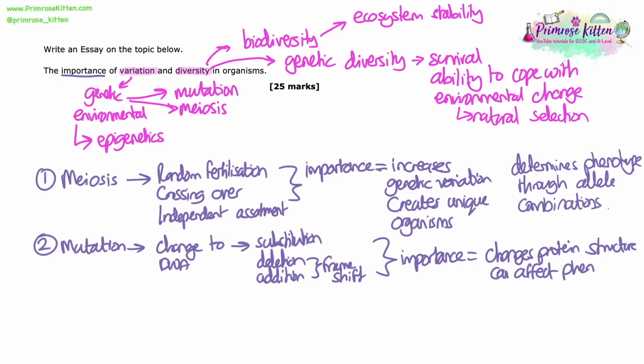So then we've got mutation, genetic mutation. That is obviously a change to the DNA base sequence, so we can mention some examples like substitution, deletion, addition. The fact that deletion and addition cause a frame shift, and that the importance of mutation is that ultimately it changes protein structure and can therefore affect phenotype.